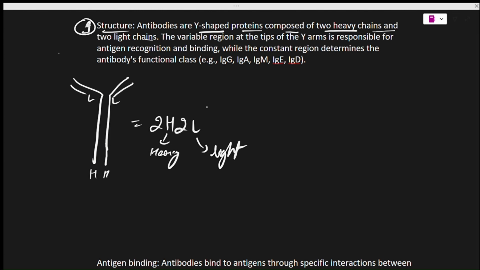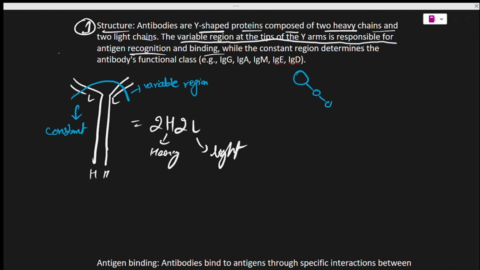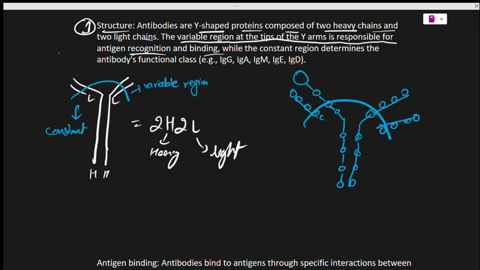The variable region at the tip of the Y-arm is responsible for antigen recognition and binding. If I separate this body using this line, the upper region is the variable region and the lower region is the constant region. To describe it, let us say we have these amino acids arranged like this in the antibody structure, joined like this, and here is the light chain. If I separate these amino acids, we have approximately 110 to 120 amino acids in the upper region, the variable region.